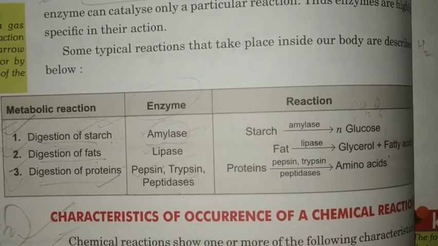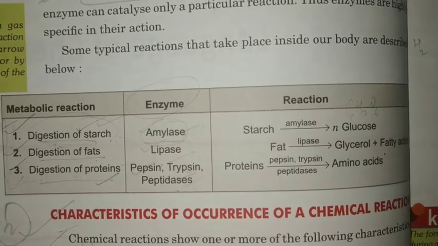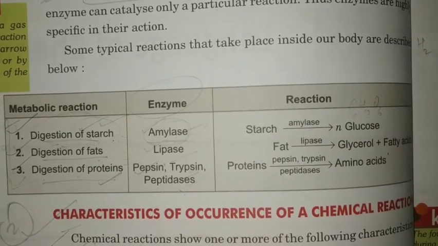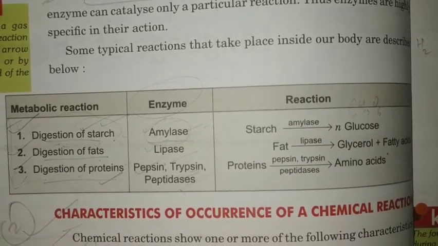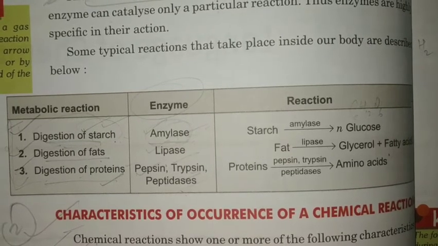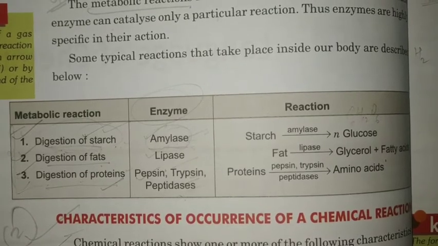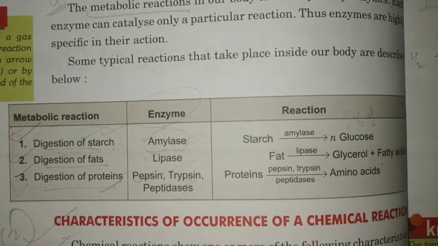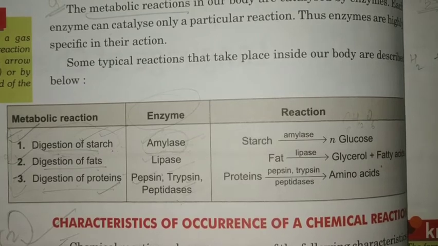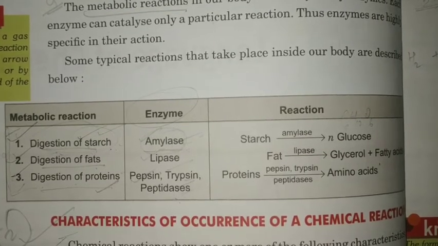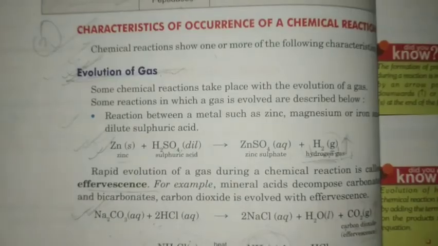Then the third reaction, digestion of proteins. In the presence of pepsin, trypsin, peptidases, this digestion of proteins occurs and forms amino acids. So these are the metabolic reactions which are catalyzed by enzymes. And all the enzymes are highly specific in their action.